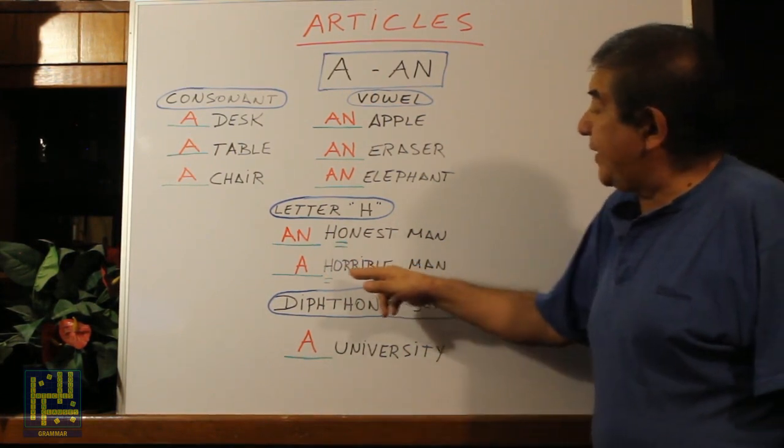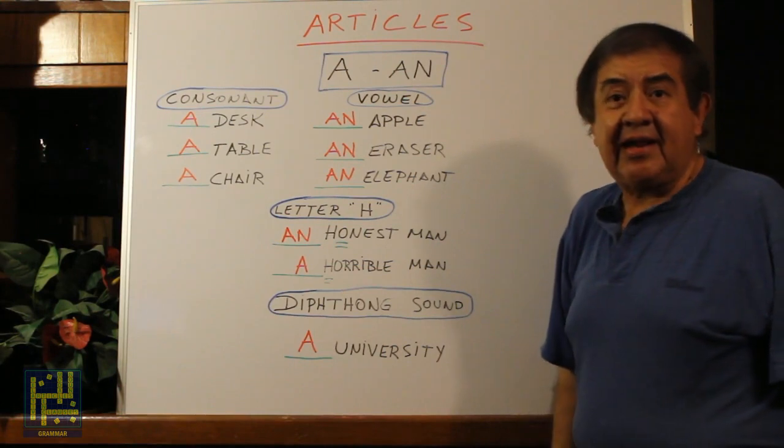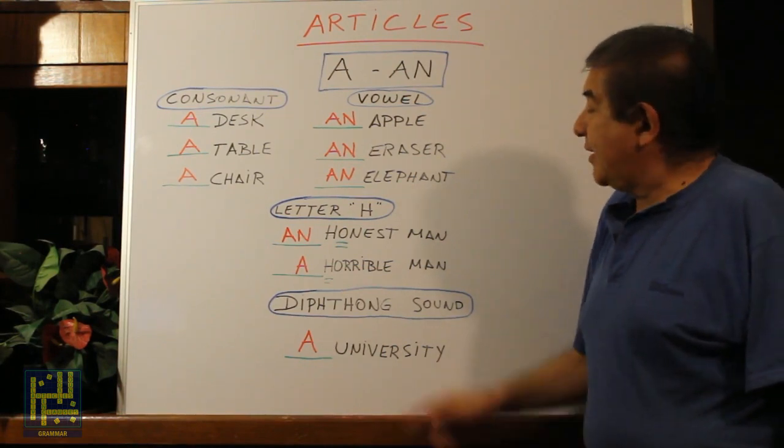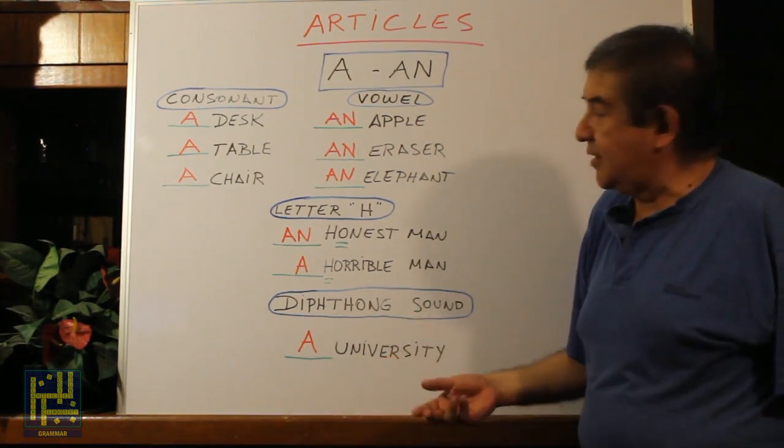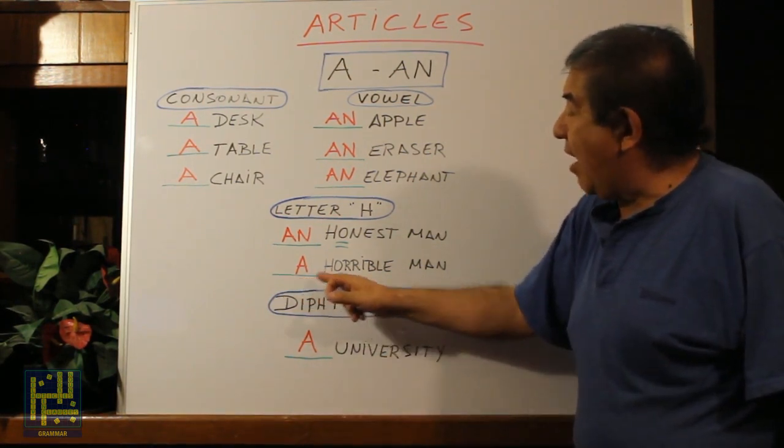However, when the letter H has a sound like h, then it is pronounced like horrible. It is as if it were a consonant sound. In this case, we say a horrible man.